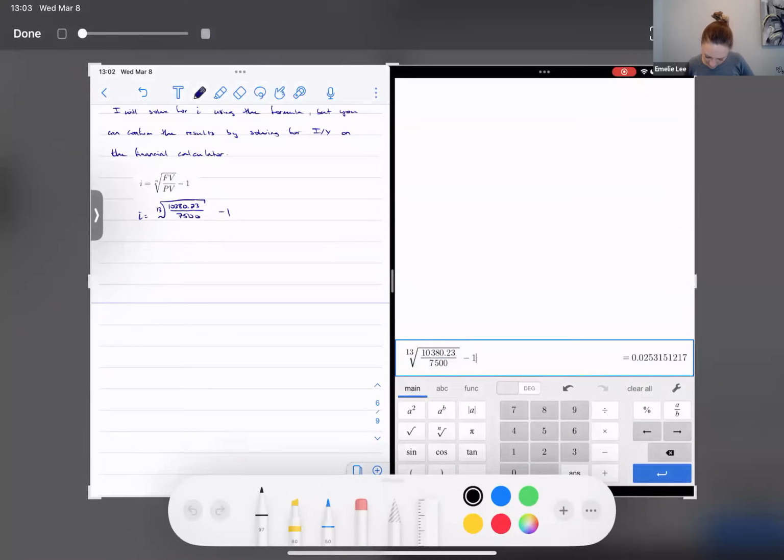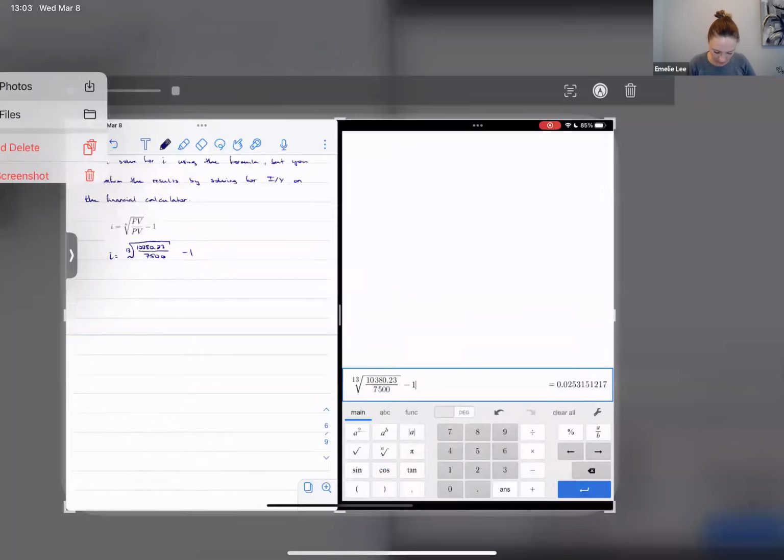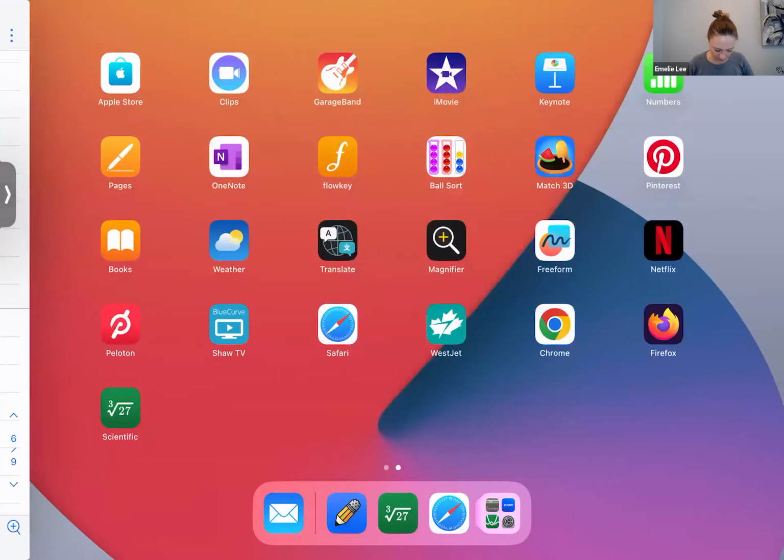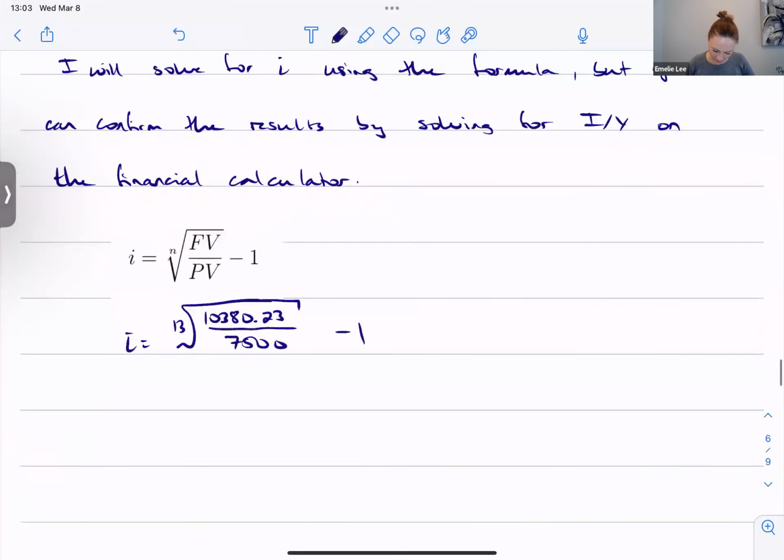Oh, and I just realized, I did not bring in that calculator, which I said I would. Oh, well. It's gone forever now. No, it's not.